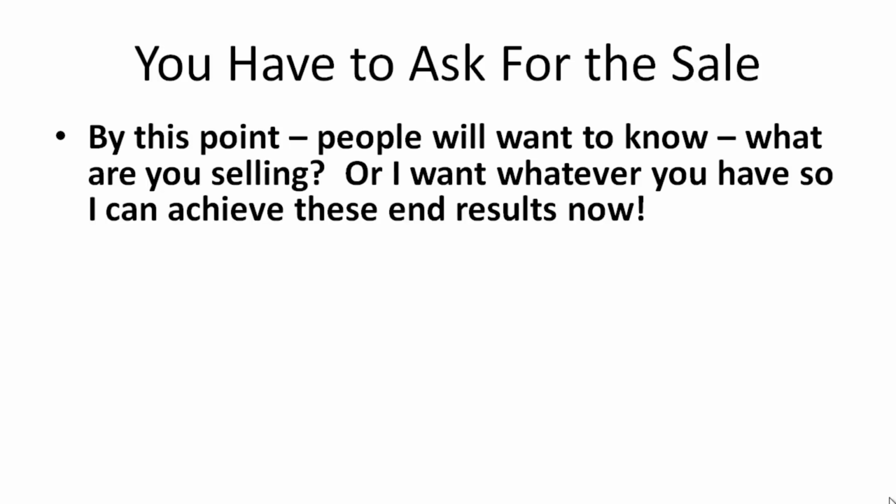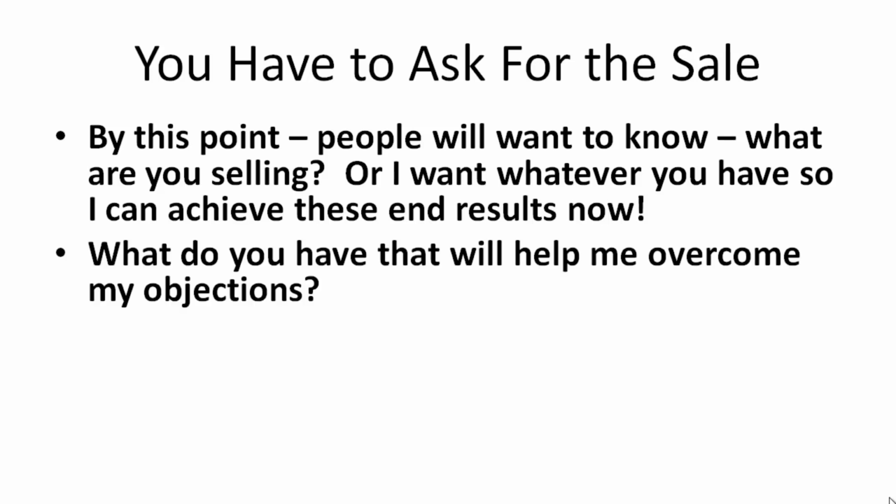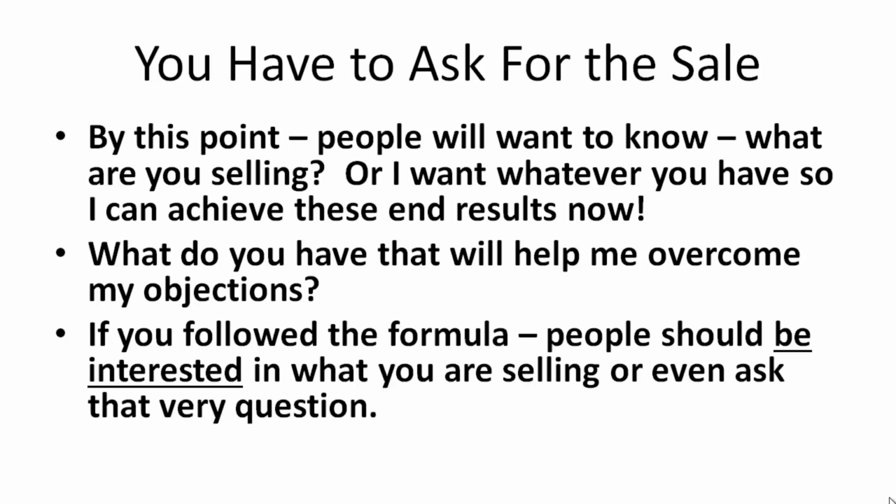So by this point, people will want to know what you are selling, or they will think in their minds, I want whatever you have so that I can achieve these end results now. So what do you have that will help me overcome my objections? That's what's going on in their minds, right? But if you follow the formula along the way, follow the blueprint step by step, using those objections and desires and wants, and really stacking it on top of each other, people should be interested in what you're selling or even ask that very question in their heads.